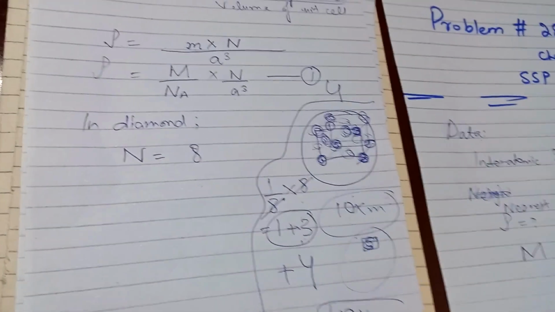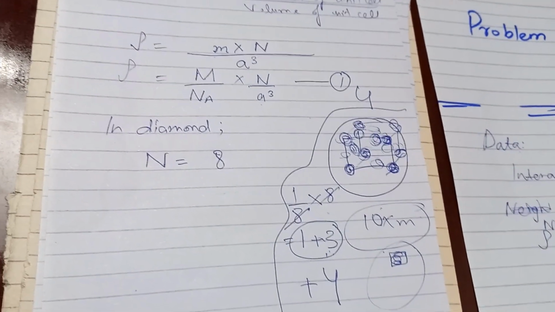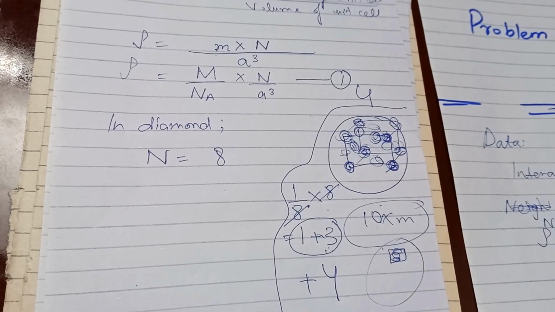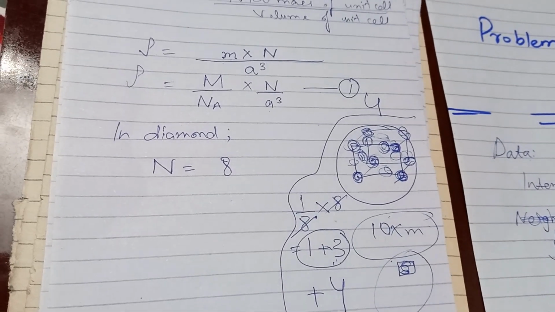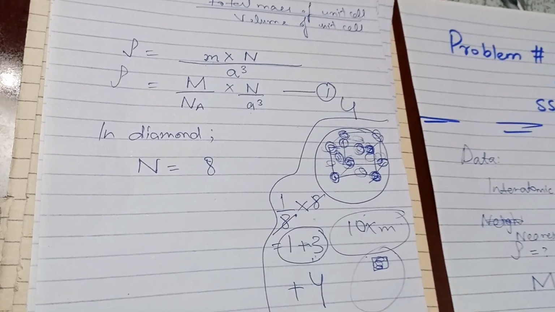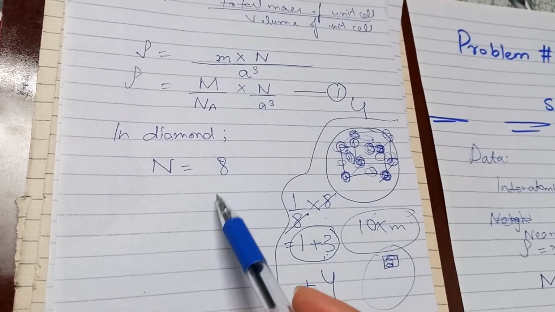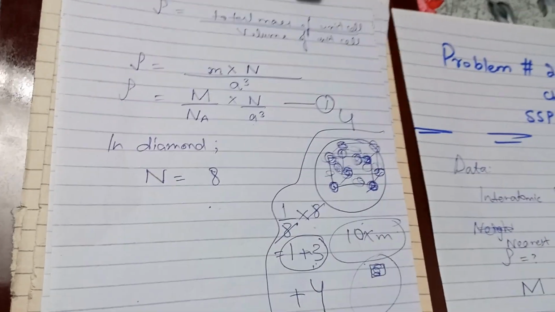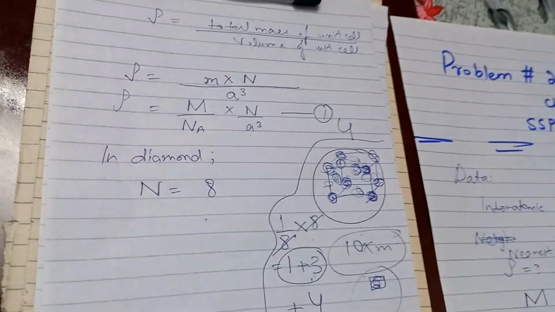The simple thing is to remember the net number of atoms in a diamond lattice, which will always be 8. If the structure is diamond-like, then the net number of atoms will be 8 for sure. And here for silicon as well, we'll use 8.